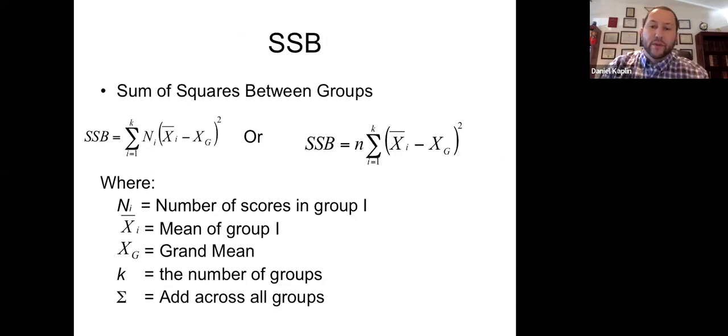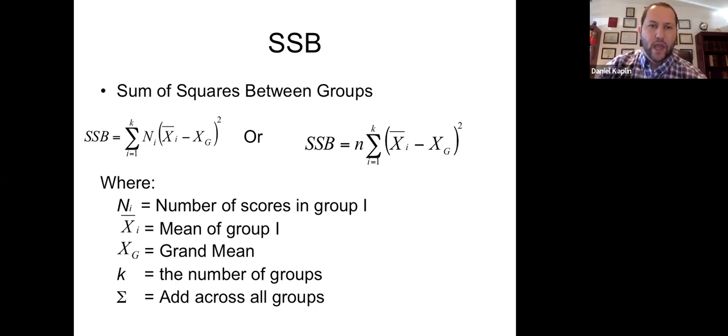We have the sum of squares between groups. The sum of squares between groups is the sum of n times the group mean minus the grand mean, squared, or n times the sum of the group mean minus the grand mean, squared. So you can see that it's written n times, or the sum of n times, right?